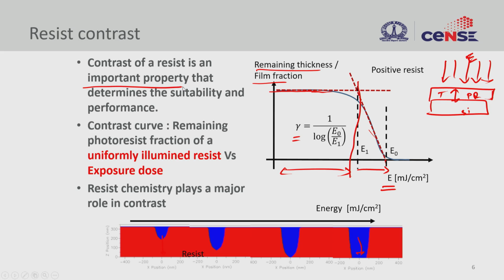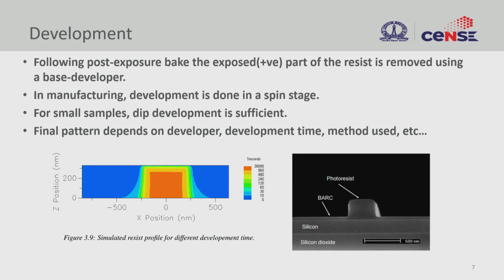So when you are choosing the photoresist, you make sure that this slope is very steep, right? Ideally you want it to be a box-like curve, right? But in the real world it is very hard to get, so you want the slope to be as steep as possible, so that a small change in the exposure dose will give you a complete removal of photoresist. And once you expose it, next thing is the development, right?